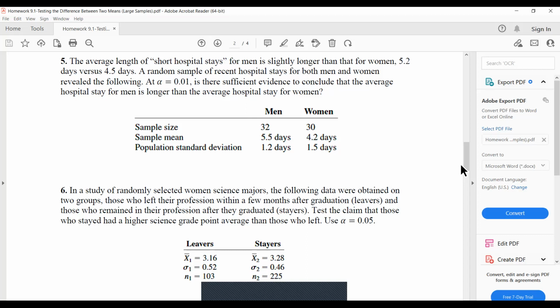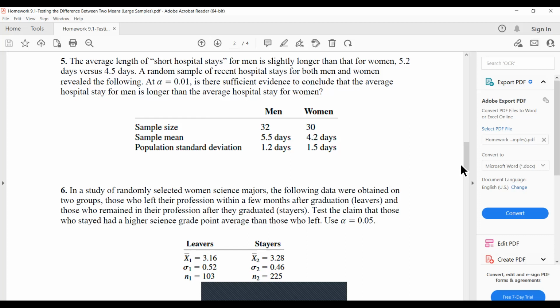I'm going to do myself a favor and write down my data for this. Men, your sample size n is 32, x bar is 5.5, and your population standard deviation, sigma, is 1.2.